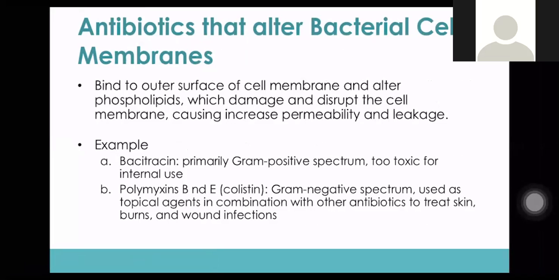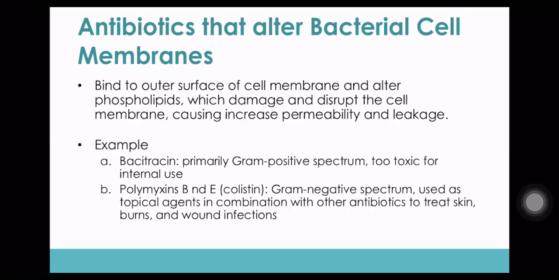They bind to the outer surface of your cell membrane and alter the phospholipids, which damage and disrupt the cell membrane, causing increased permeability and leakage. Kung mag-amo na siya, it means that there will be easier penetration of the antimicrobial agent against the pathogenic microorganisms. Examples are bacitracin, polymyxin B and E. Bacitracin is primarily a gram-positive spectrum and too toxic for internal use.